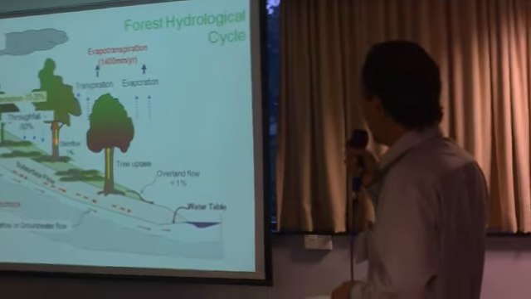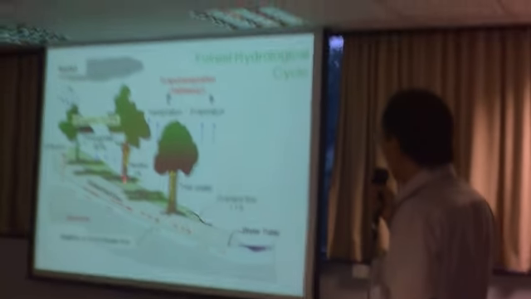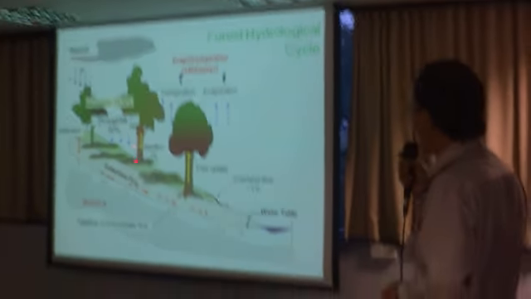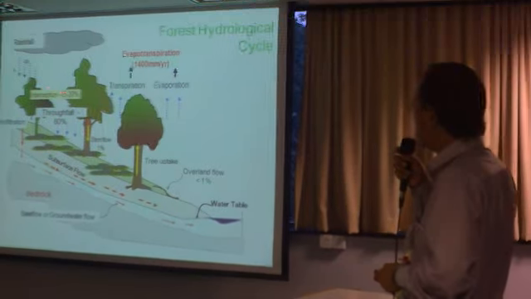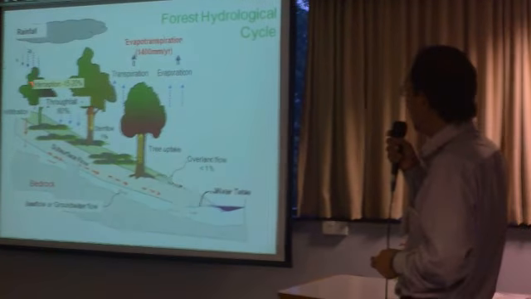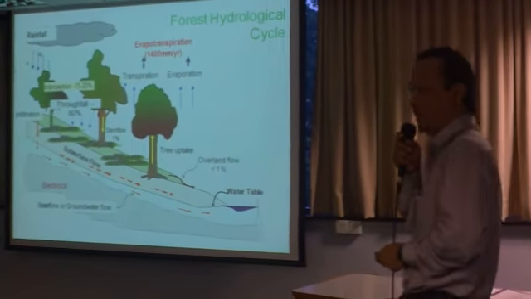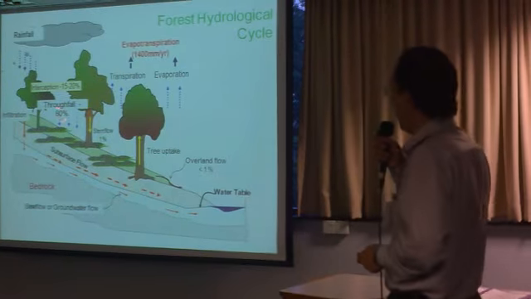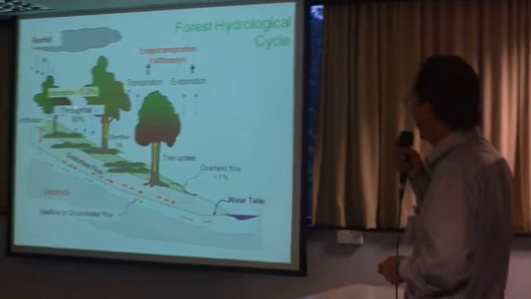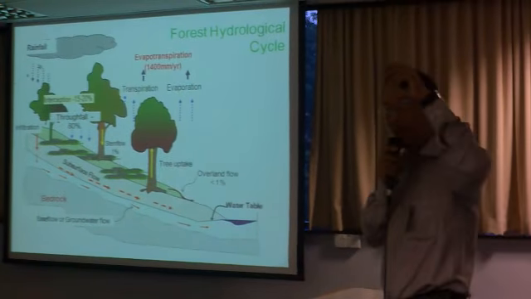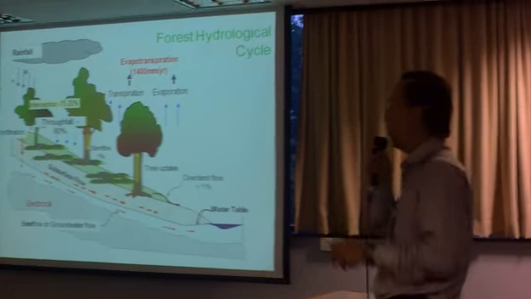And a very small percentage, about 1%, will flow to the ground as stemflow. So the amount of water intercepted by the canopy is between 15 to 20%, and 80% is throughfall, which is water that drips off from the canopy.